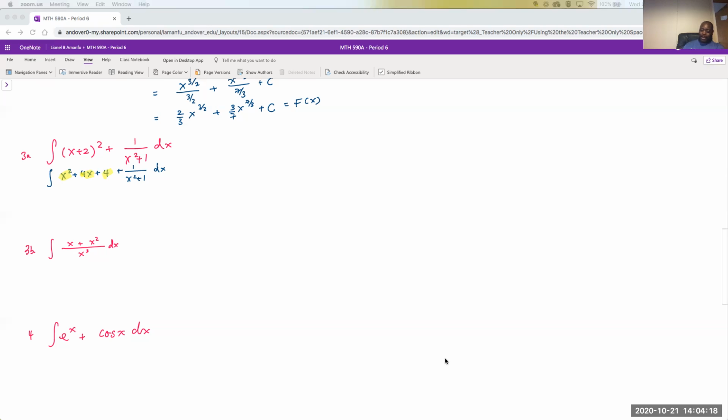All right, so let's quickly find this. This will become x cubed over 3 plus 4x squared over 2 plus 4x plus arctangent x plus c. Always don't forget your plus c. And then let's clean things up so that we now have x cubed over 3 plus 2x squared plus 4x plus tangent inverse x plus c.